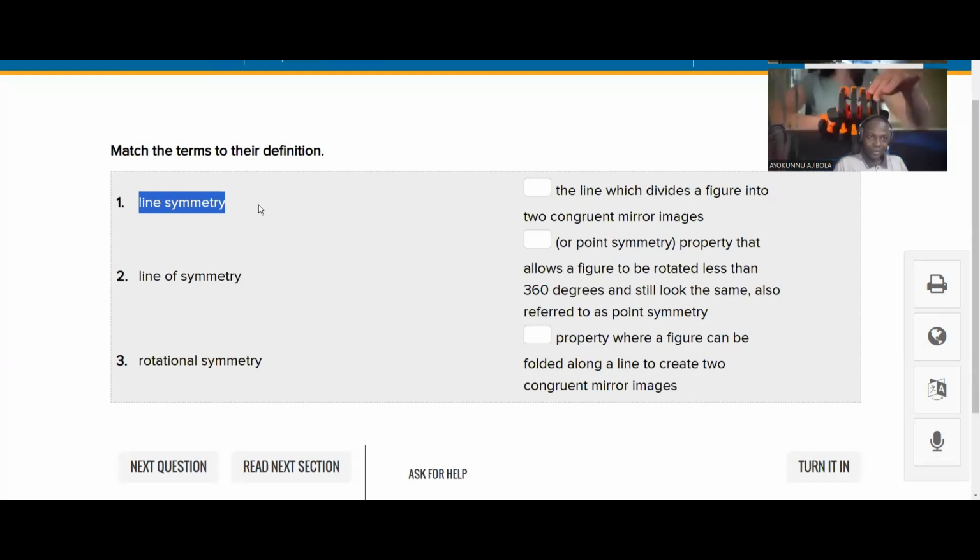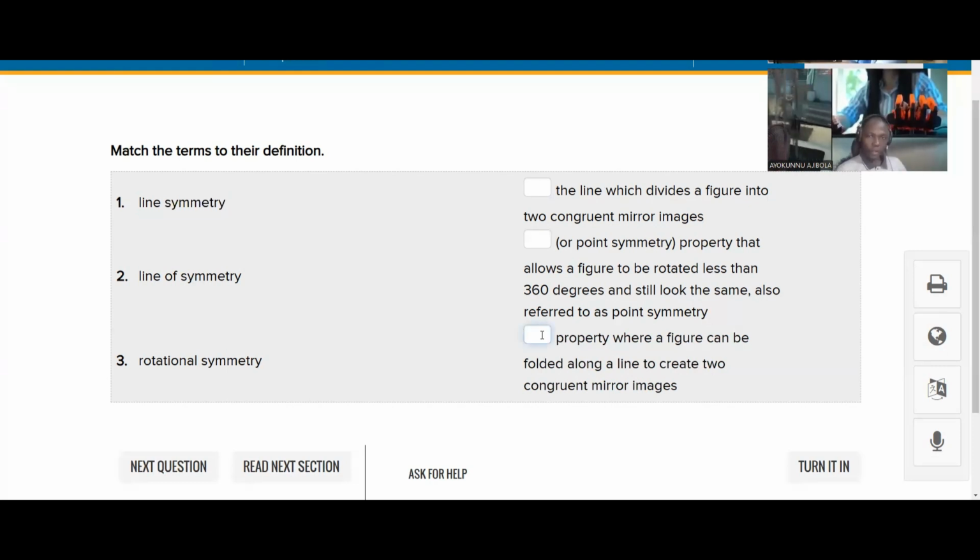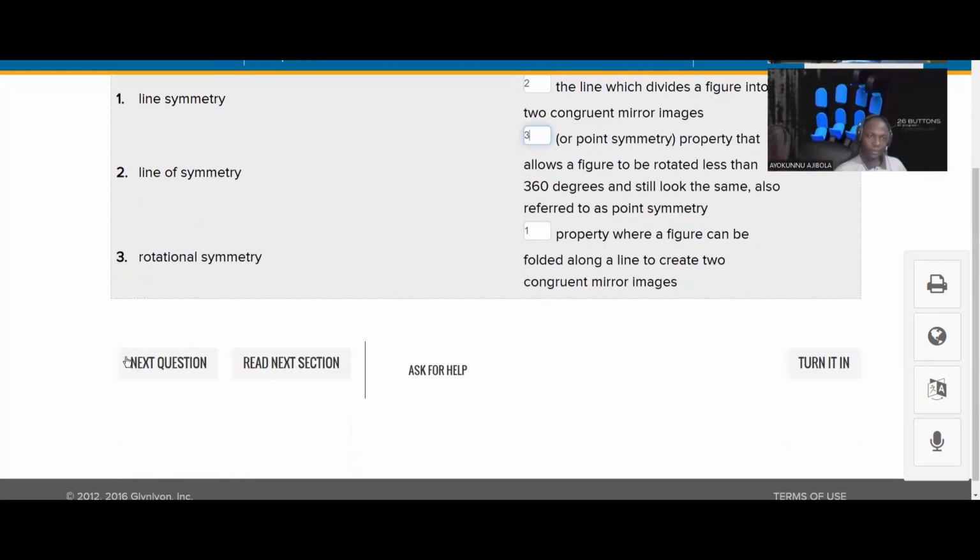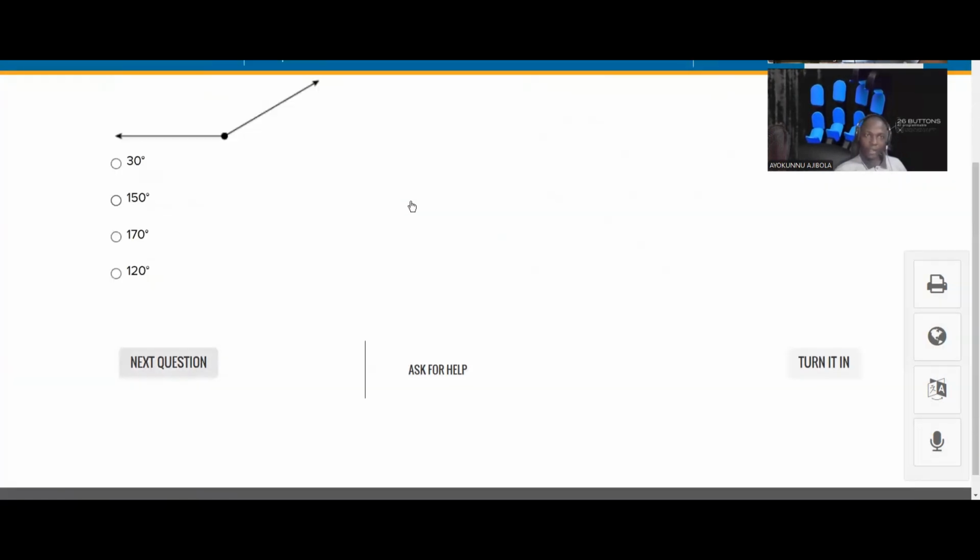Symmetry. The line, I said line symmetry. Line symmetry is a property where a figure can be folded, so this is one. Then line of symmetry is a line that divides a figure into two congruent images, that's two. While point rotational symmetry is point symmetry, that's three, okay?